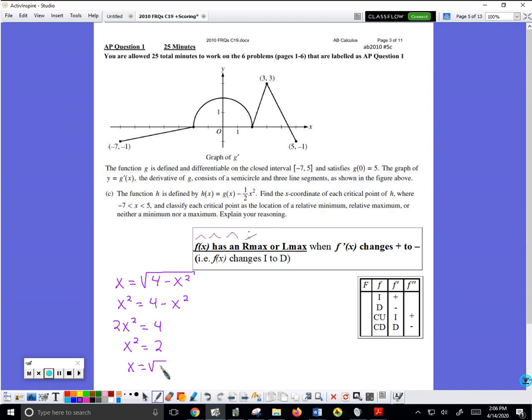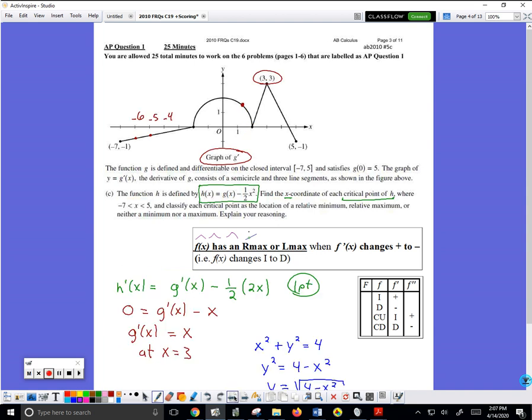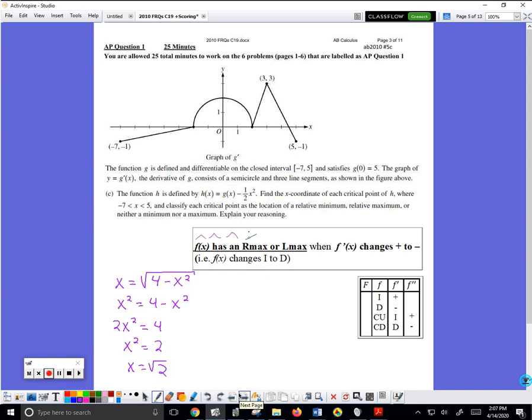So the x-coordinate up here, root 2, is about 1.4. That x-coordinate is where the y-coordinate is the same. So I've now found the 2 points, x equal 3 and x equal root 2. Those are the 2 critical points. I'd have to write that down.